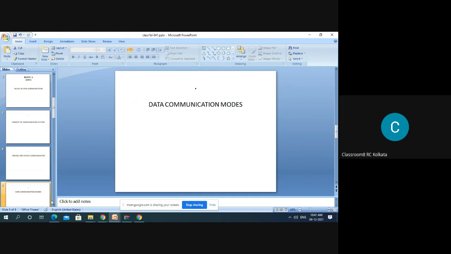And the next one is data communication mode, networking protocol and standard. What are networking protocols actually?